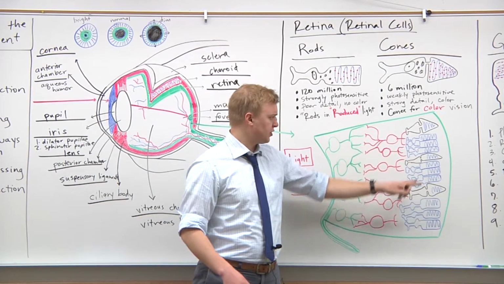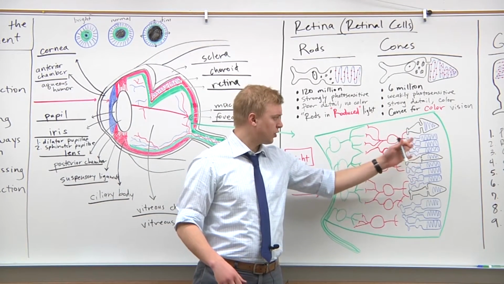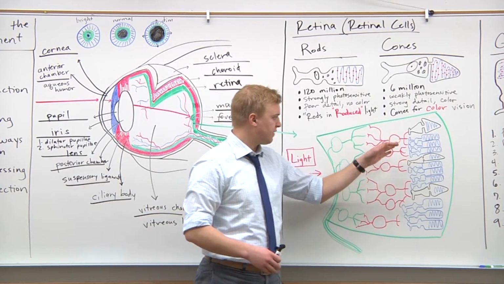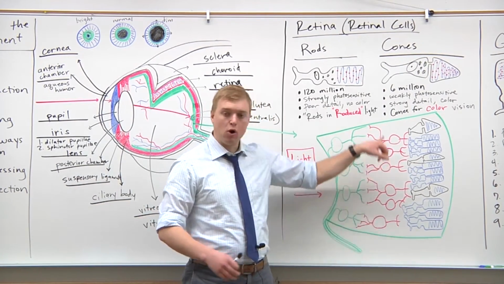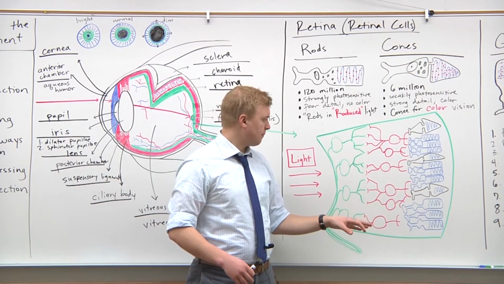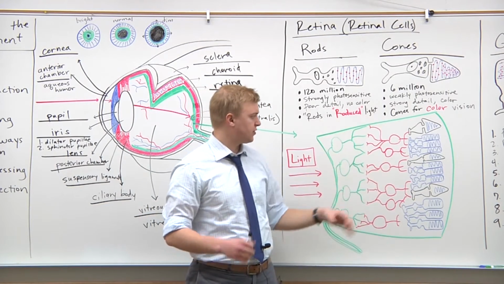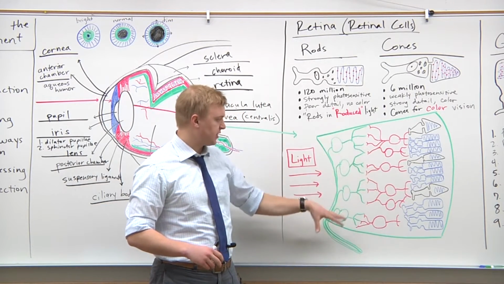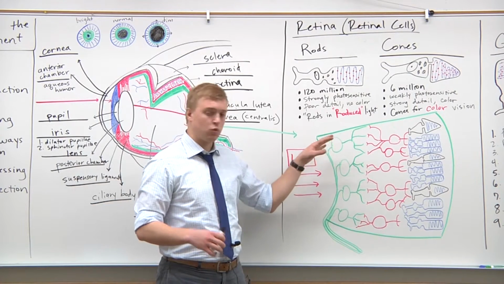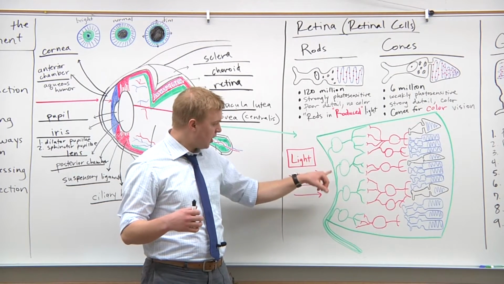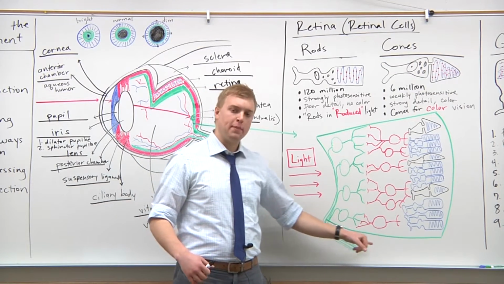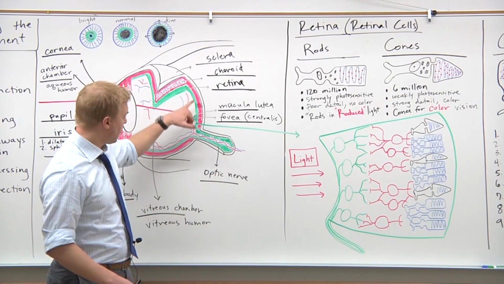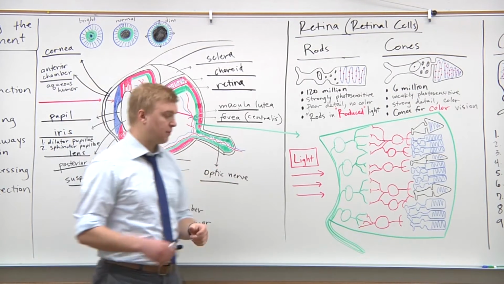But the overarching picture is you're going to have this rod or cone receive the photon of light, and then it's going to activate these cells right here called the bipolar cells, which also combine with other cells known as the amacrine and the horizontal cells, which will then send information to these ganglion cells. And the axons of the ganglion cells are actually what make up the optic nerve. So right here, this is the optic nerve coming out, and these are all axons of the ganglion cells.